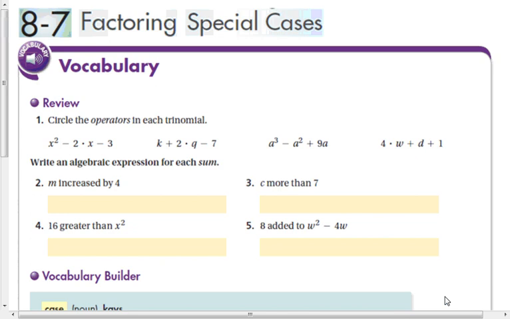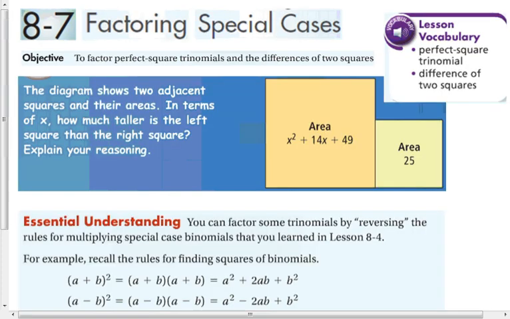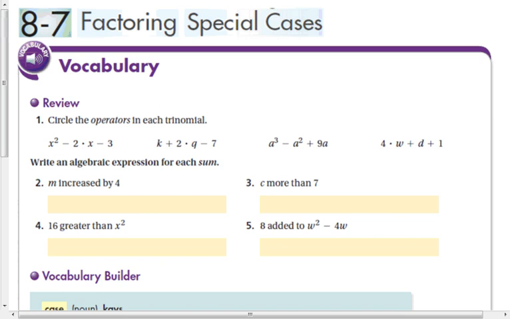Hey students, this is lesson 8.7. We're going to learn how to factor some special cases here. Specifically, we're going to learn how to factor perfect square trinomials and the difference of two squares. Go ahead and do the review here. I'll check back with you.